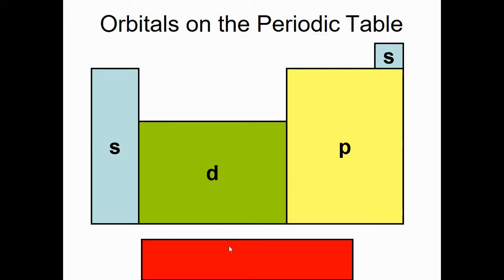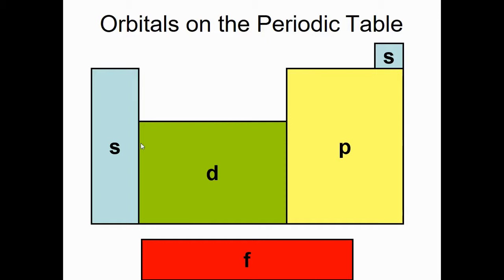If you look at the very bottom of your periodic table, you see these two rows down here. If you count across, there are 14. Who can hold 14 electrons? Your F orbitals. It is a good idea to label your periodic table with this.